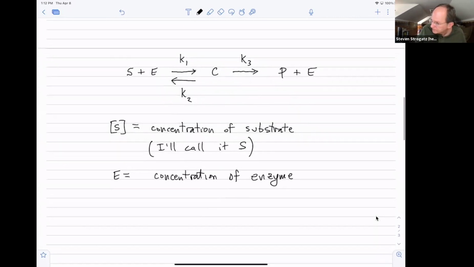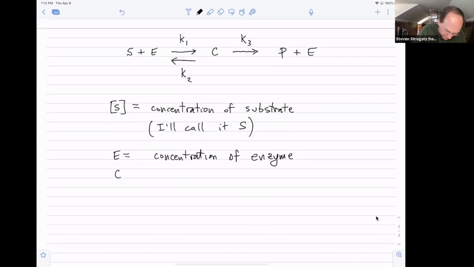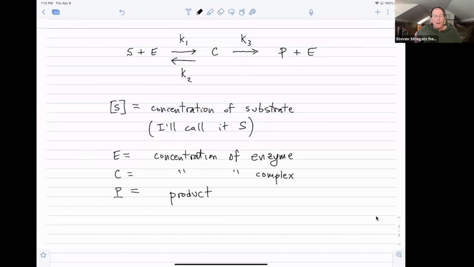And C will be for the complex, the enzyme substrate complex. And P, these are all supposed to be capital letters. P is whatever the product of this reaction is. I'm phrasing it very abstractly with enzymes and products.